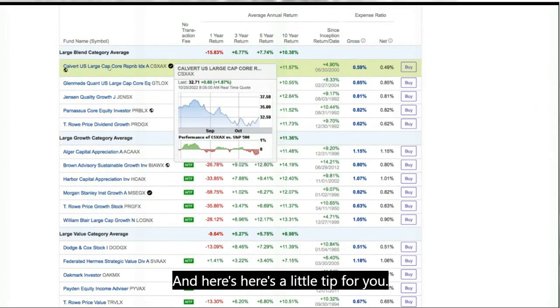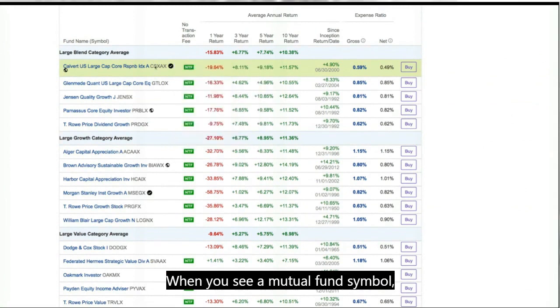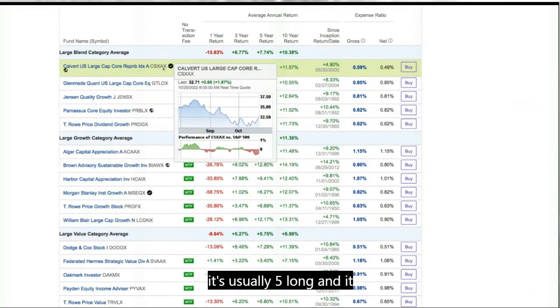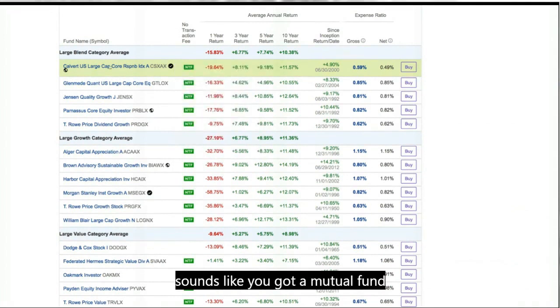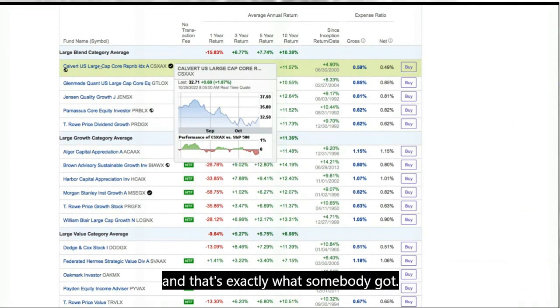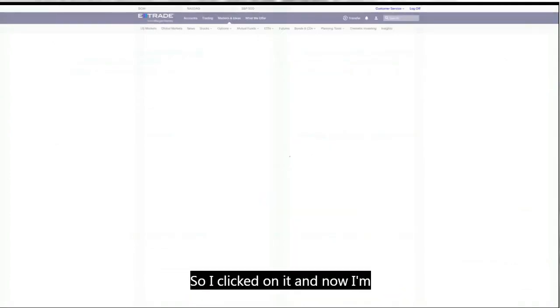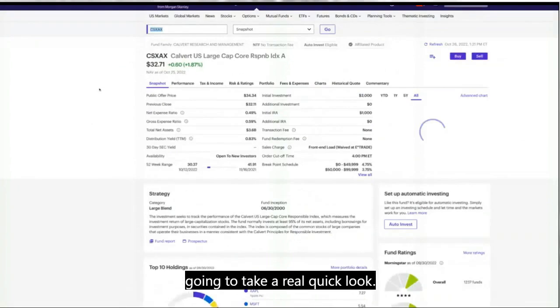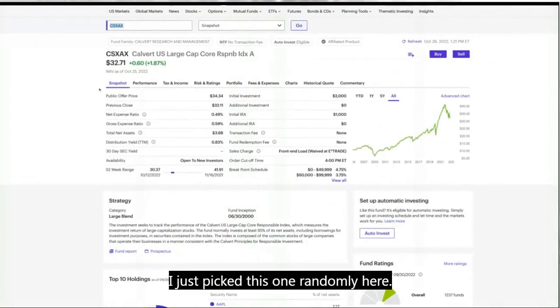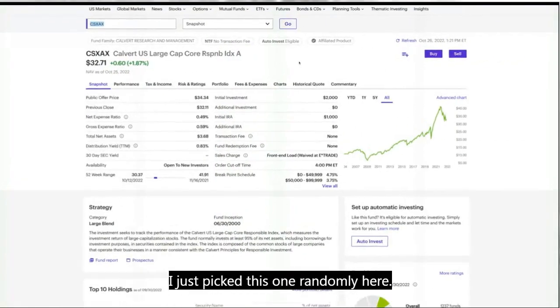And here's a little tip for you. When you see a mutual fund symbol, it's usually 5 letters long, and it usually ends with an X. So if someone says, hey, I just bought this great stock, and the symbol is CXXAX, when you hear 5 letters and an X on the end, be thinking, sounds like you got a mutual fund, and that's exactly what somebody got. So I clicked on it, and now I'm going to take a real quick look. Again, I just picked this one randomly.